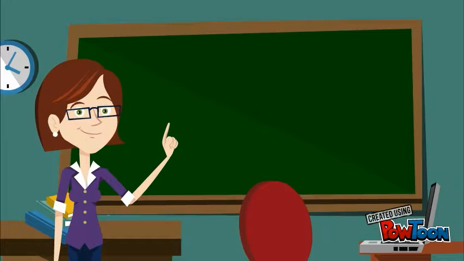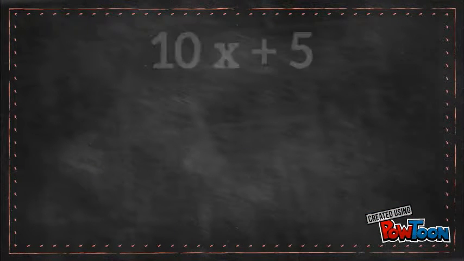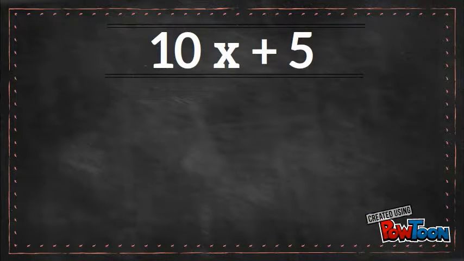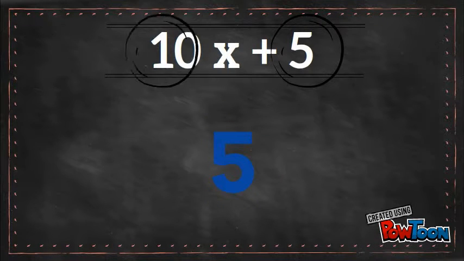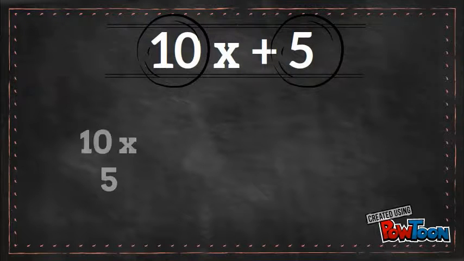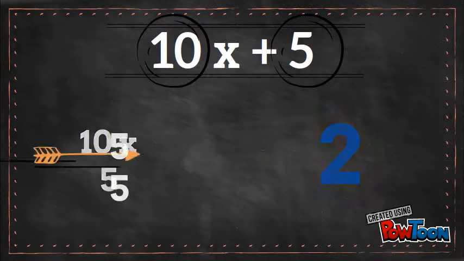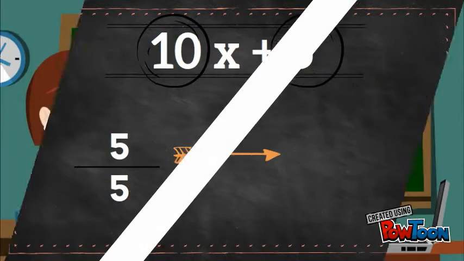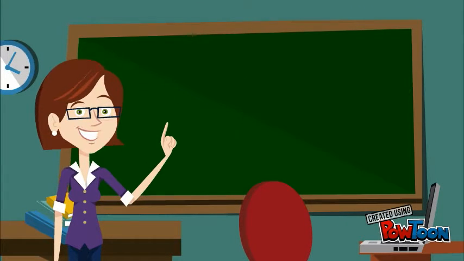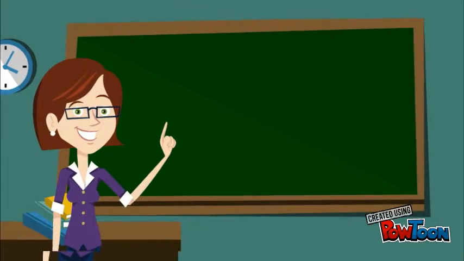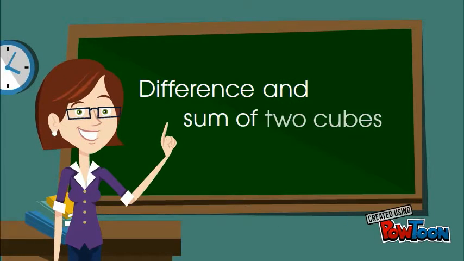There are many different forms of factoring. The first is the common monomial factor. For example, 10x plus 5. We recognize that 5 is a common monomial factor. After determining the common monomial factor, we can divide 10x by 5, which is 2, and divide 5 by 5, which is 1. We will write it as 5 times 2x plus 1.